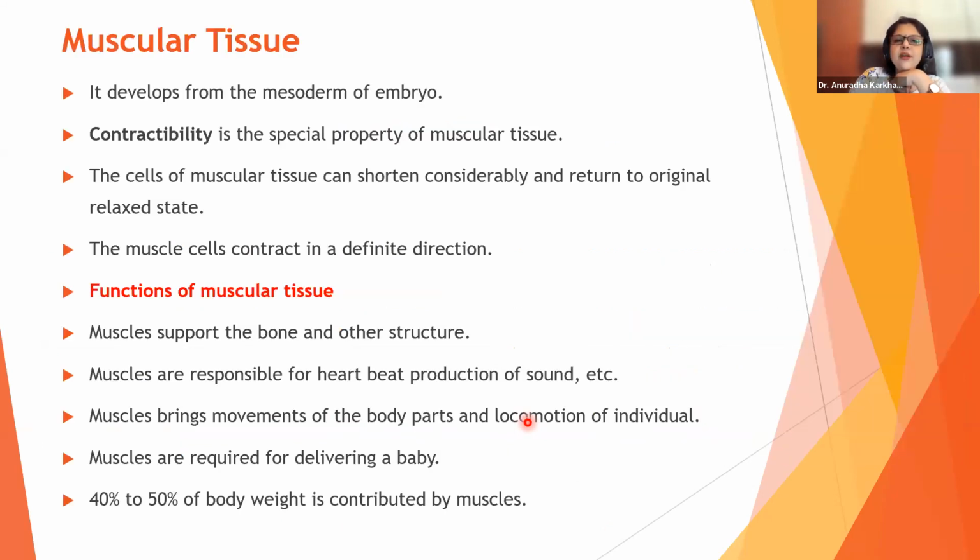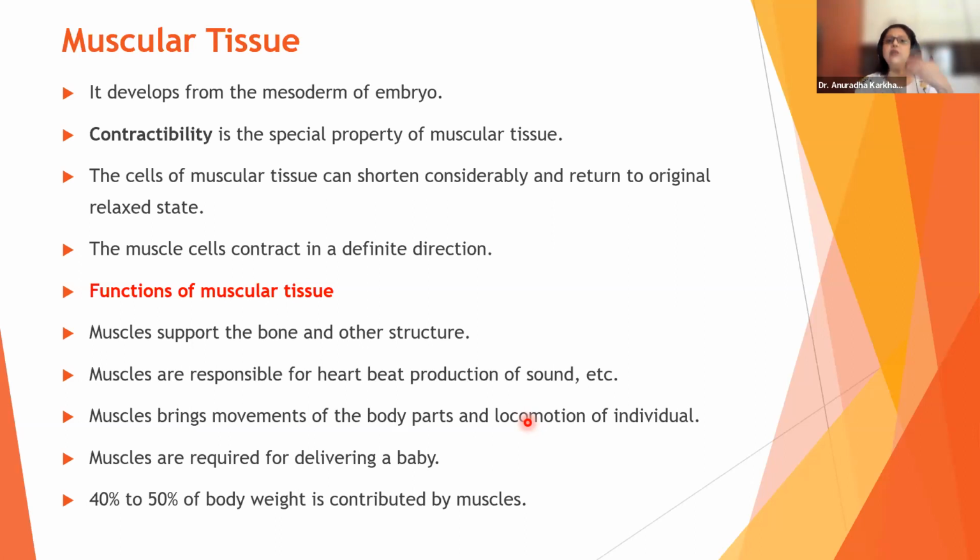We come to the muscular tissue. We have already done muscles, so even this will become very simple for you all. It develops from the mesoderm of the embryo. Contractibility is the special property of muscular tissue. The cells of the muscular tissue can shorten considerably and return to their original relaxed state.